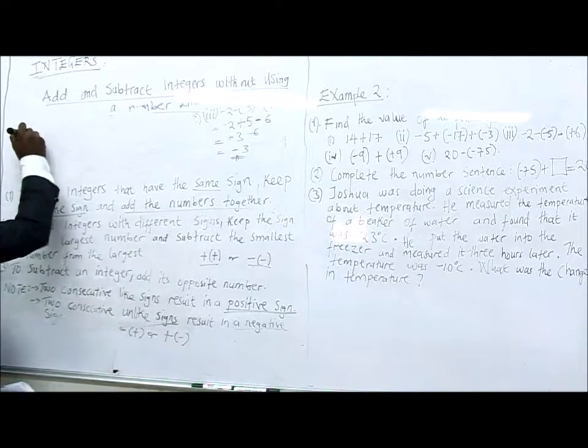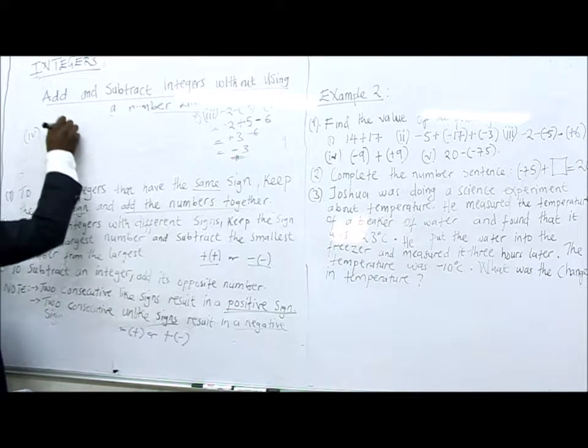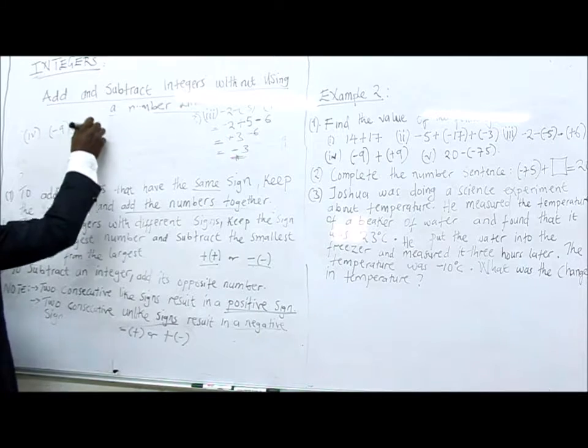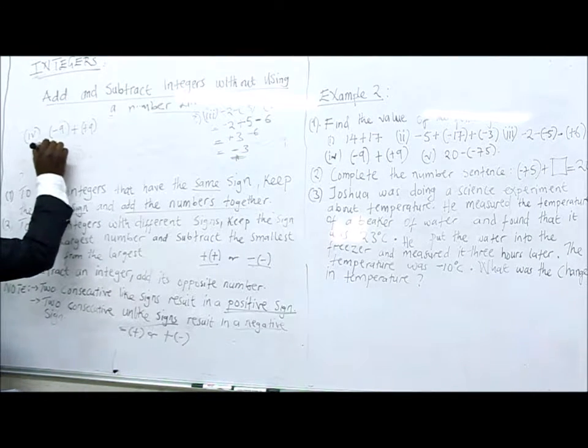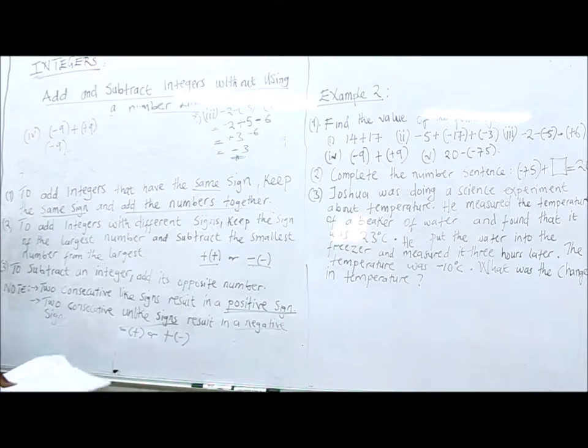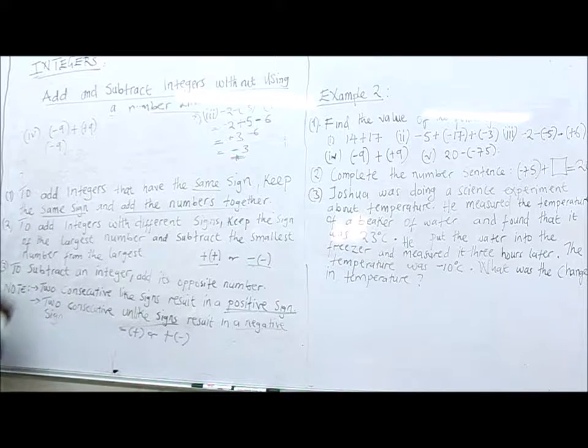4 is saying we have got negative 9 plus positive 9. Let's first simplify here. Okay, so we have got negative 9. So we have got two consecutive like signs. So the result is what? A positive sign.